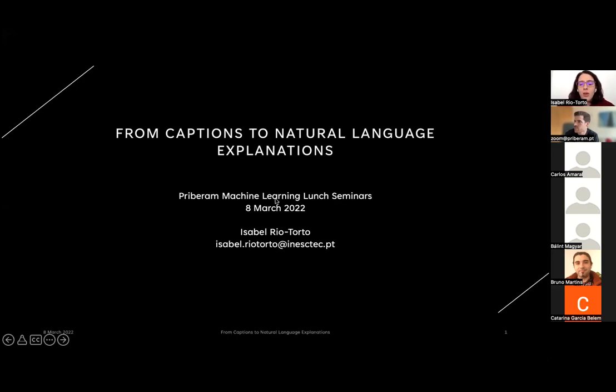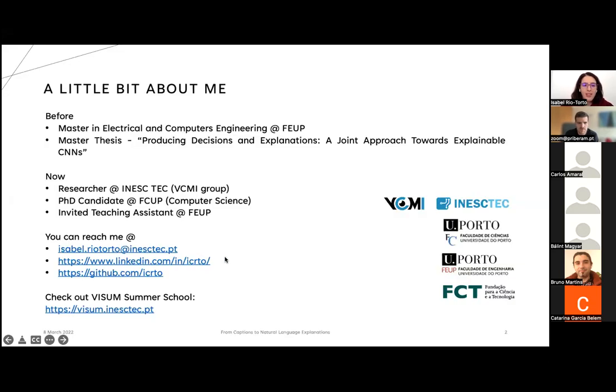Okay, so as Diogo was saying, I'm going to talk today a little bit about natural language explanations and how we can go from image captions to these explanations. Diogo already made a pretty nice introduction, but just a little bit of background. I am a master in electrical and computers engineering at FCUP, and my master thesis was already related to explainable AI, more on the vision part. Now that I am in my second year of my PhD, I'm working a little bit more on this connection between text and images. And so this is what this talk will be about today.